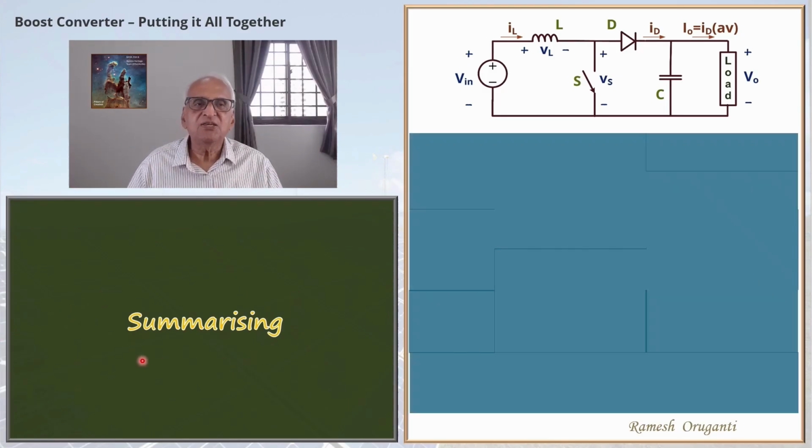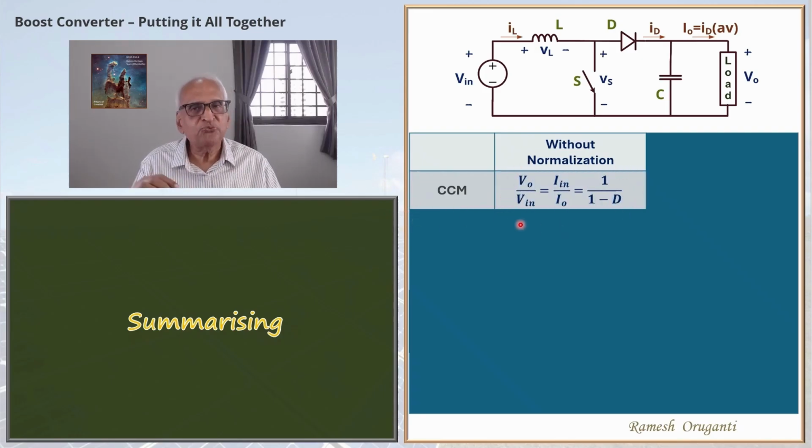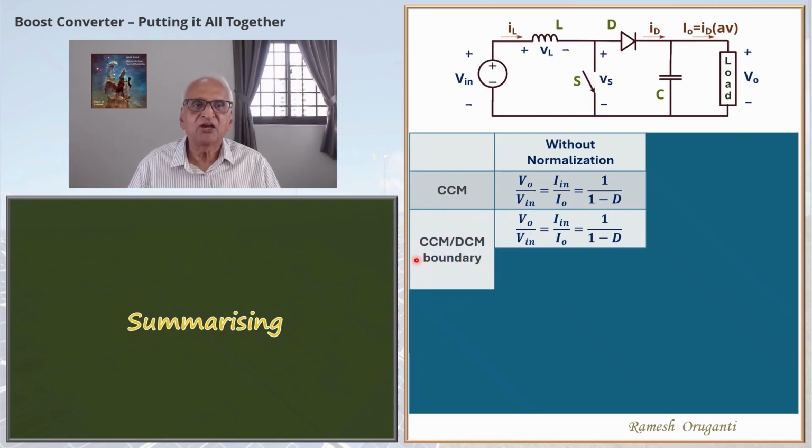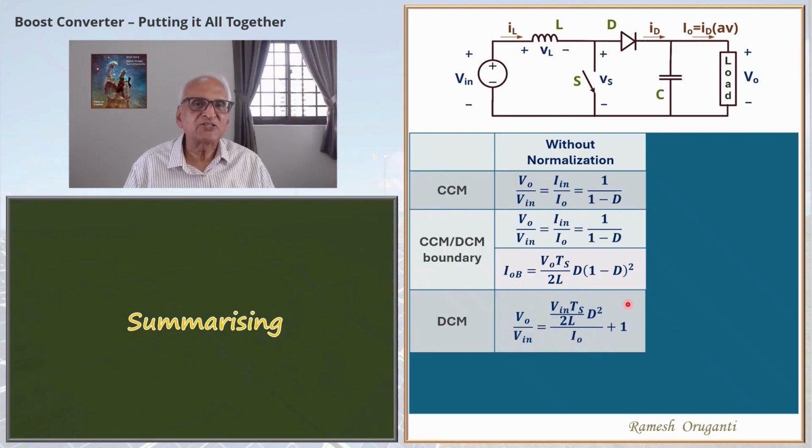So first we will see the equations without normalization. For continuous conduction mode, of course, it is V0 by Vn equals In by I0 equals 1 by 1 minus D. The voltage ratio for the boundary operation is also the same. So V0 by Vn equals In by I0 equals 1 by 1 minus D is valid in this case also. And the boundary output current I0B is given by V0 TS by 2L D times 1 minus D whole square. The last one is the DCM equation. That is V0 by Vn is V in TS by 2L D square by I0 plus 1.